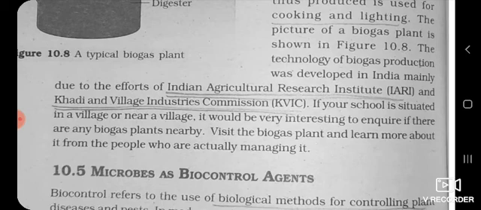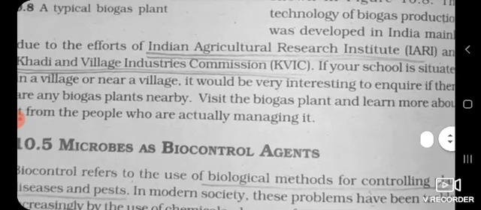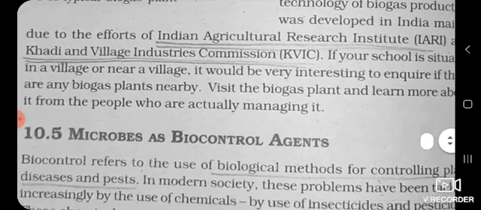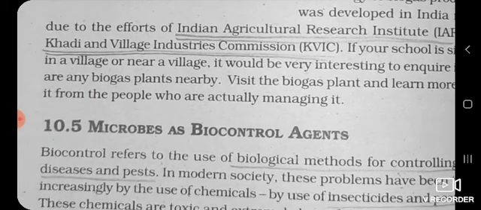If your school is situated in a village or near a village, it would be very interesting to enquire if there are any biogas plants nearby.